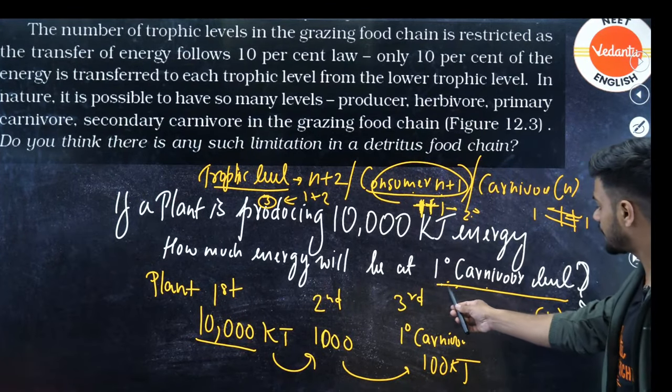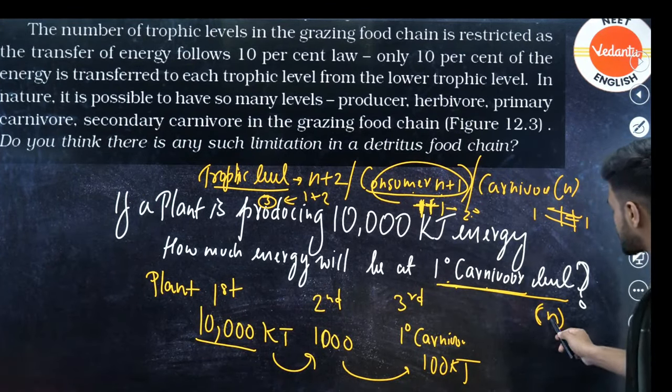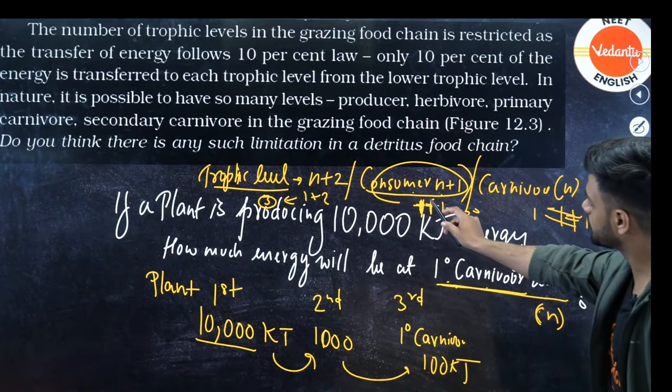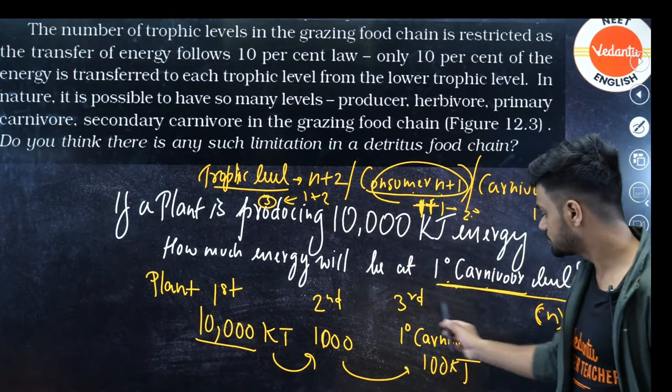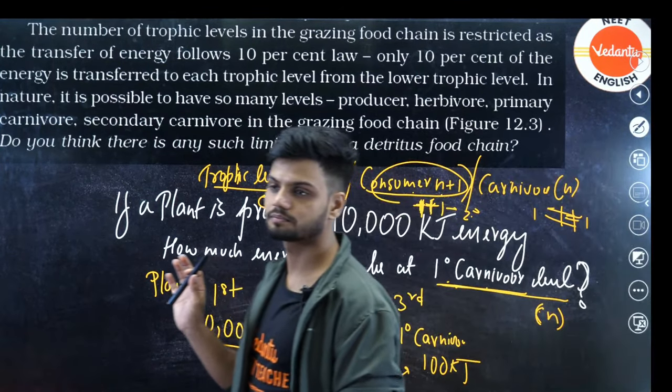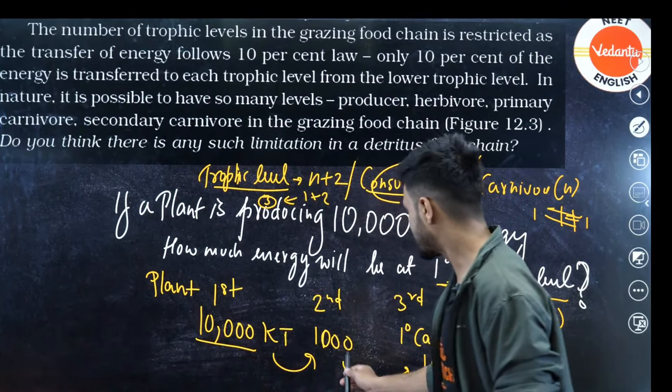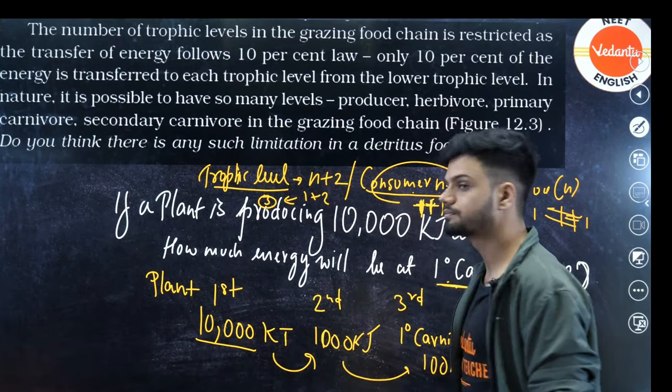If they ask you about carnivores, take carnivores as N. So for carnivores, N plus 1 is consumers, and N plus 2 is your trophic level. So the third trophic level will be the answer. Second will be 1,000 kilojoules.